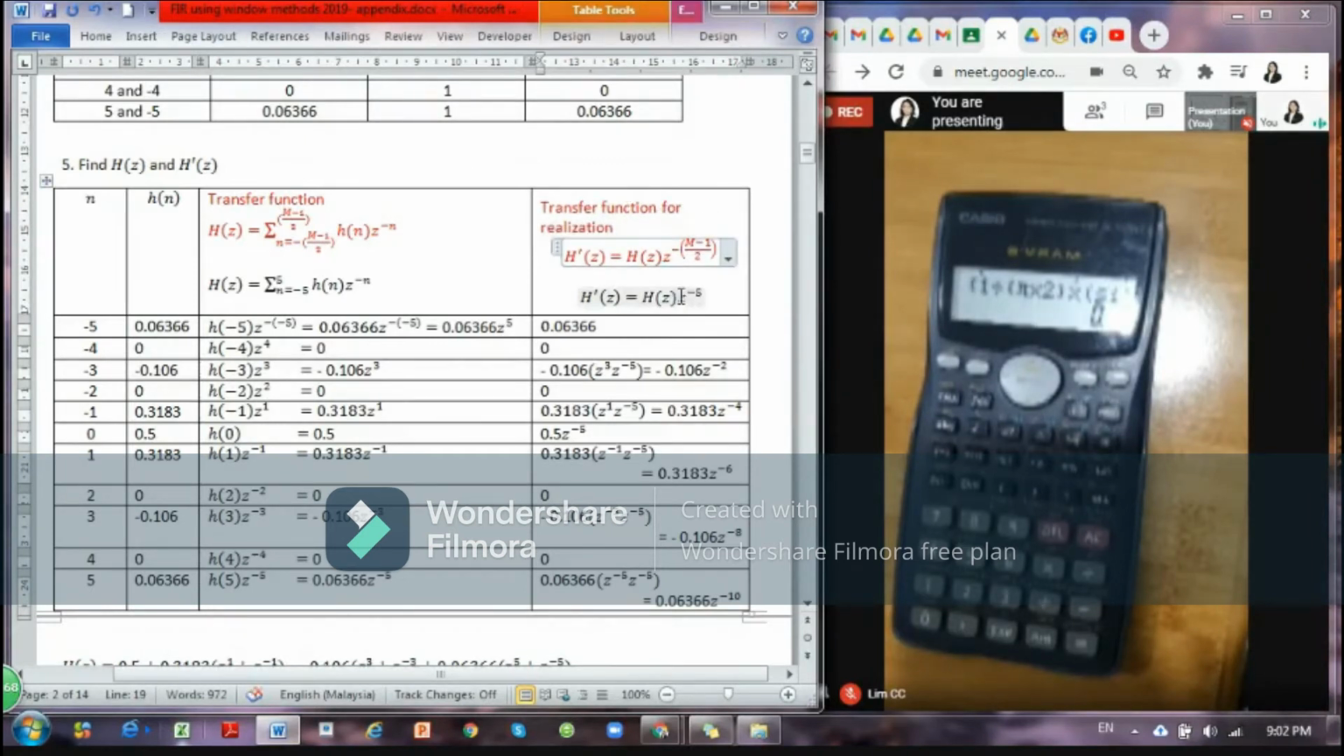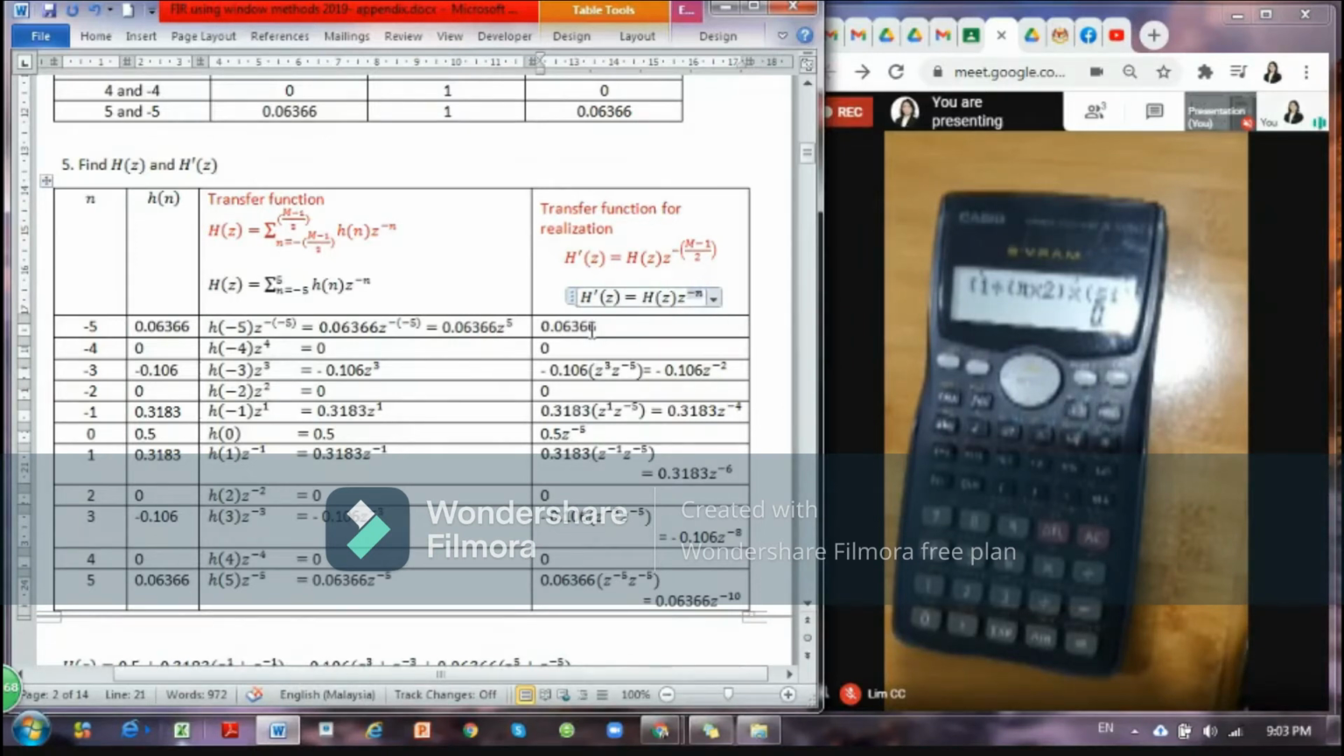Okay, so you repeat again. Now you will have h[j]. So something that you calculate from h[j] here, you multiply with z to the power of minus (m minus 1) divided by 2. So now you will have (m minus 1) divided by 2. So this one is minus n. Okay, this one is minus your n.